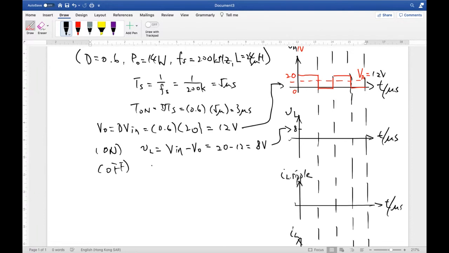And how about during the off state? During the off state, it is simpler because VA is equal to 0, right? So we only have one parameter left. So VL is equal to minus V naught, which is minus 12 volt, and we label it here. This is minus 12. According to this information, we can draw our waveform.